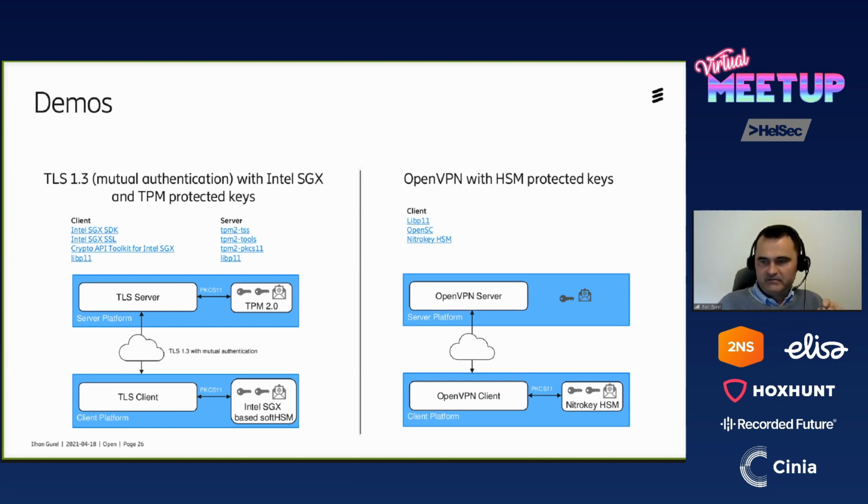As a side note, my laptop, the one which I'm using right now, does have a discrete, physical TPM. It's also an Intel SGX capable device. So I am using both of them. I am using the Intel SGX based soft HSM, also known as Crypto API Toolkit, for protecting the TLS client key. To be exact, I'm using RSA keys here. I'm using the Intel SGX based soft HSM to protect my private key.